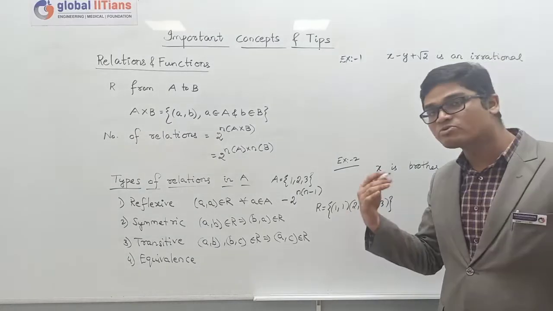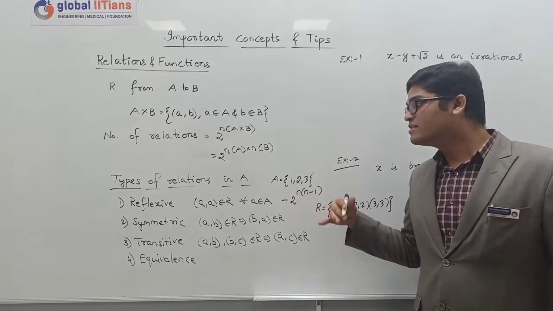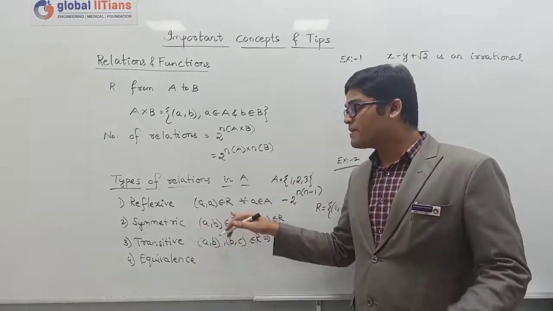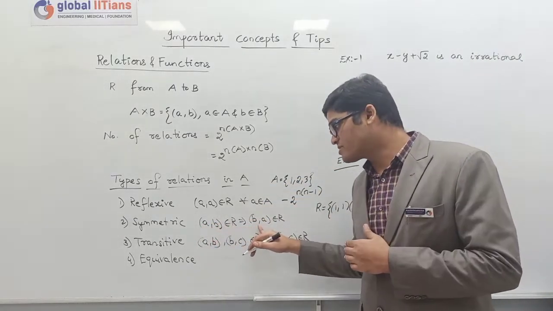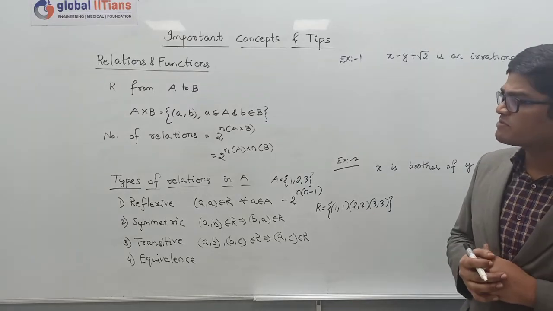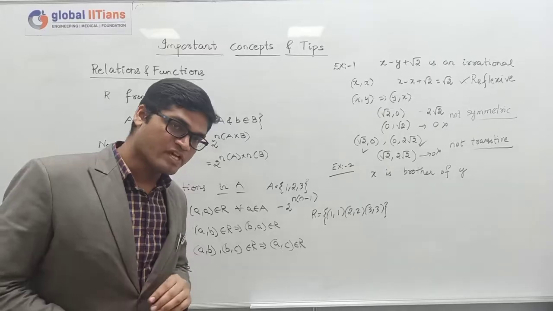1, 1, 2, 2, 3, 3. All the elements in A should be defined, A comma A. But for symmetric, if A comma B is defined, then we have to search for B comma A. Okay. So next, coming to some of the questions with the examples.